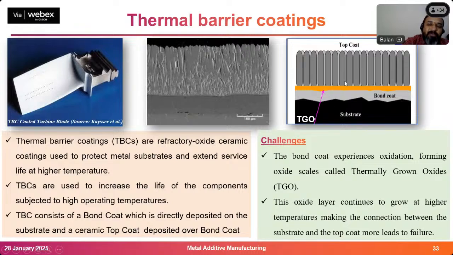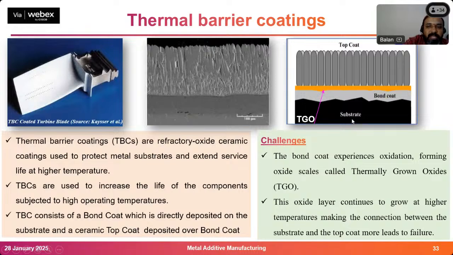So there is a chance of thermally grown oxides. Once this oxide layer grows, after some time your bond coat and the top coat can be easily peeled off from your material. So this is the bond coat. On the top of this bond coat, you are seeing the orange line. This orange line is nothing but TGO. What is called TGO? Thermally grown oxide.